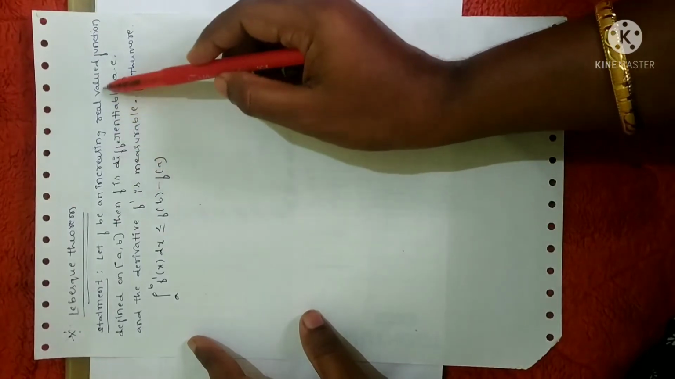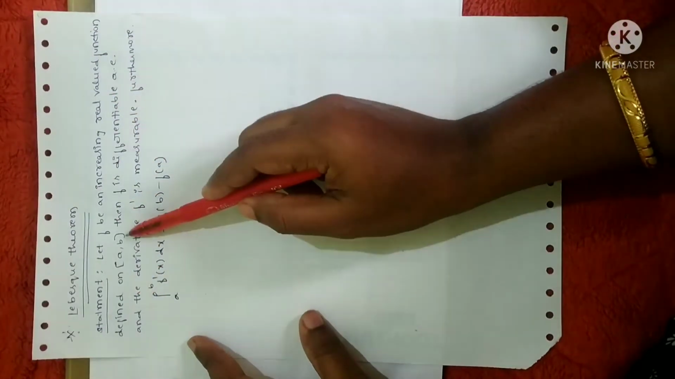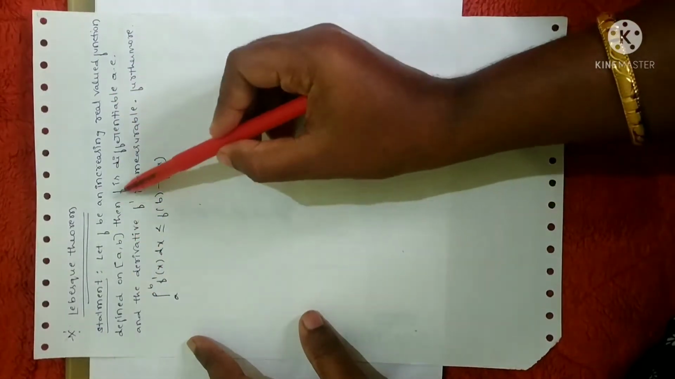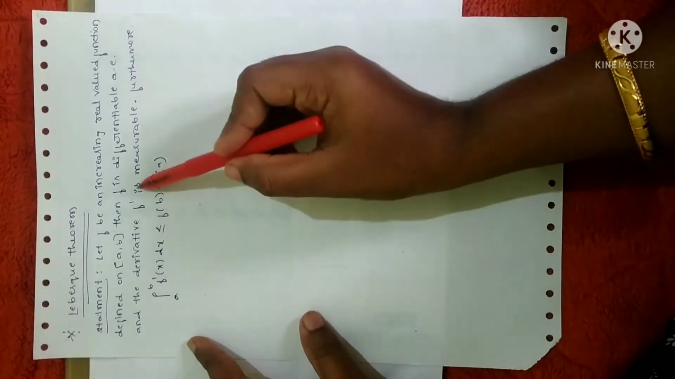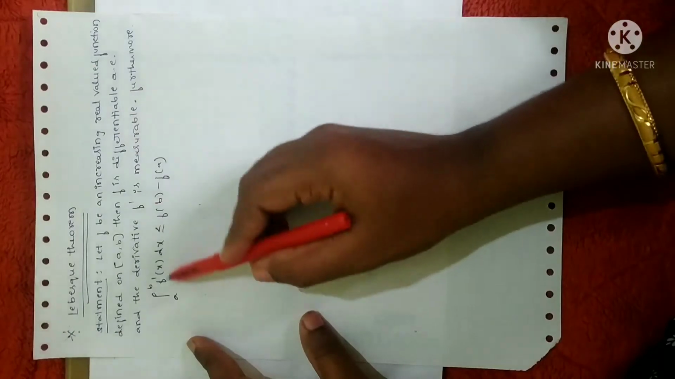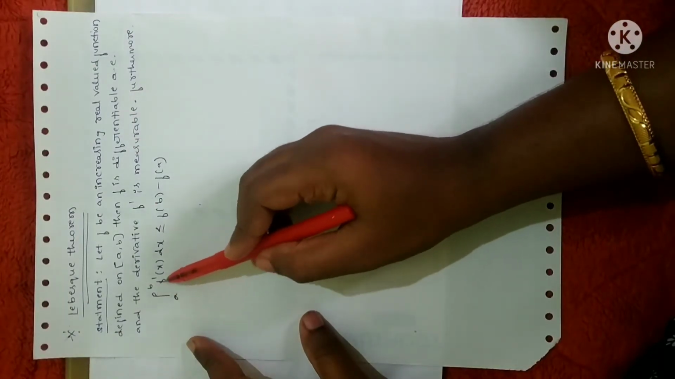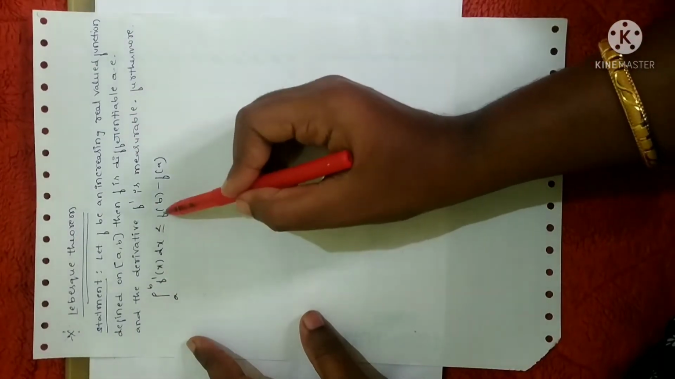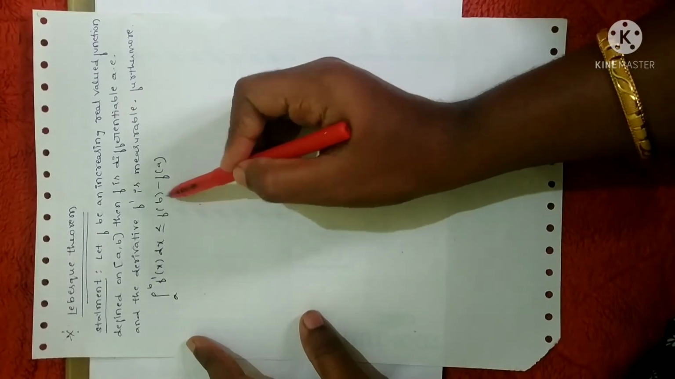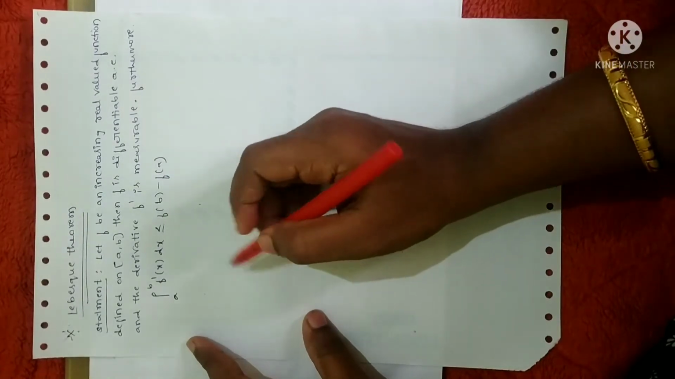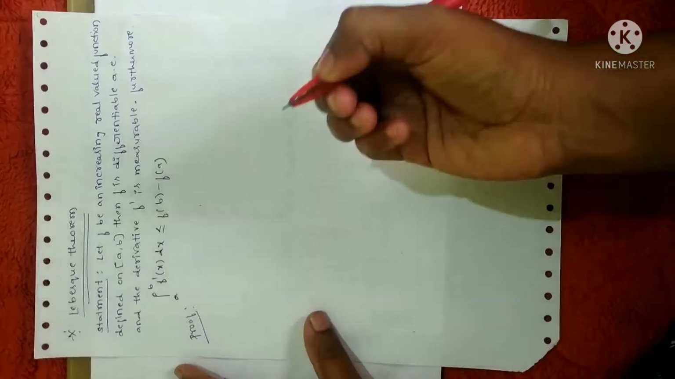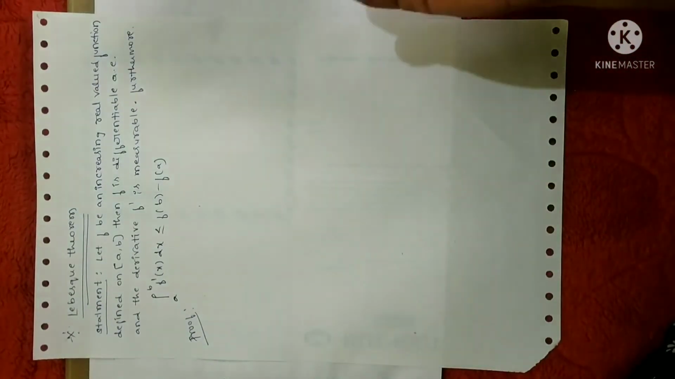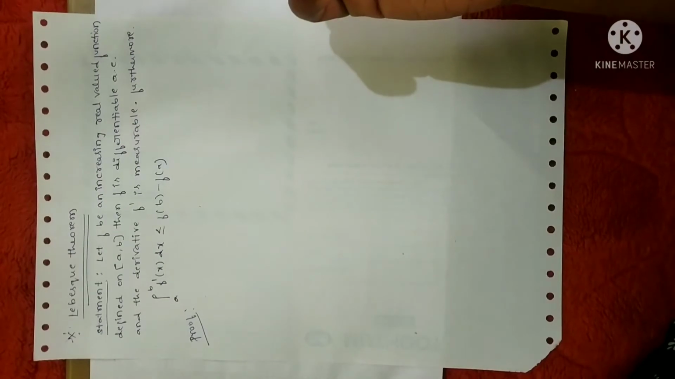If f is an increasing real valued function defined on a closed interval [a, b], then f is differentiable almost everywhere, and the derivative f' is measurable. Furthermore, we have to prove that the integral from a to b of f'(x) dx is less than or equal to f(b) minus f(a). We are going to prove this using the concept of Dini derivatives, as I explained in the previous session videos. Please go through that so that you will understand the concept of Dini derivative.